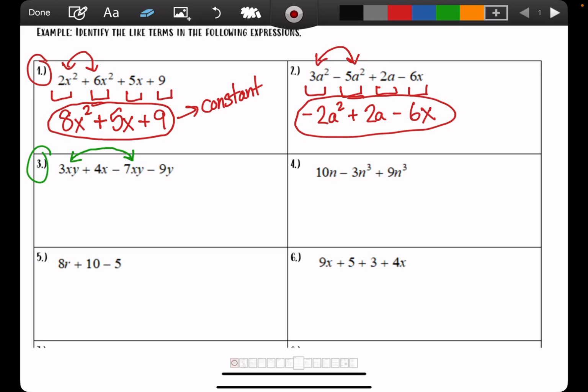Now, this is where some people get confused. They think, oh, so I should be doing 3xy plus the 7xy.